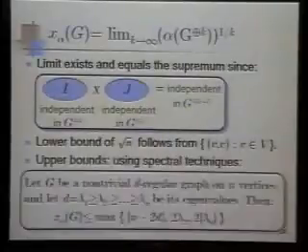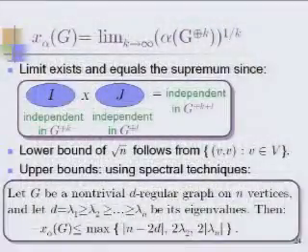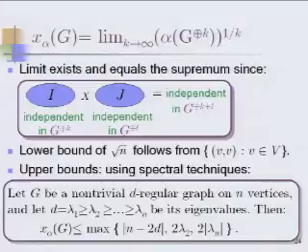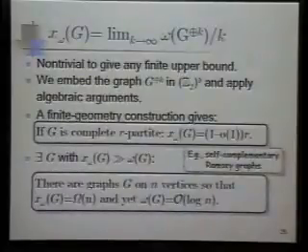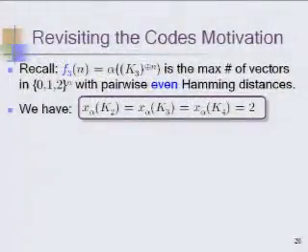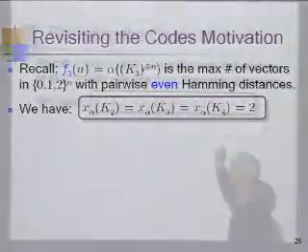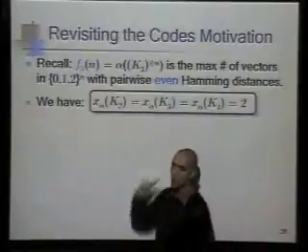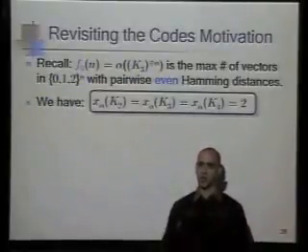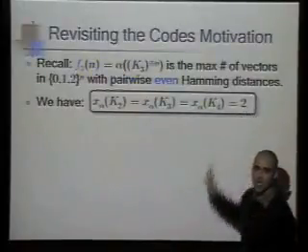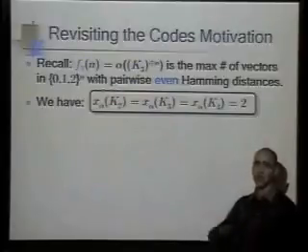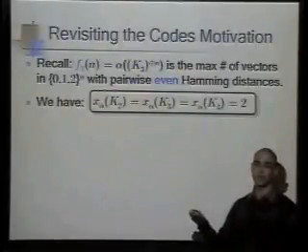I'll just go to the results. Forget about this. Using spectral analysis, we got some bounds. I'll just go to the answer to the original questions. If you have an alphabet of size 2, and you want a maximal set of vectors with even Hamming distances, it's 2 to the n. Actually it's 1/2 times 2 to the n. You take all the vectors with even weight.